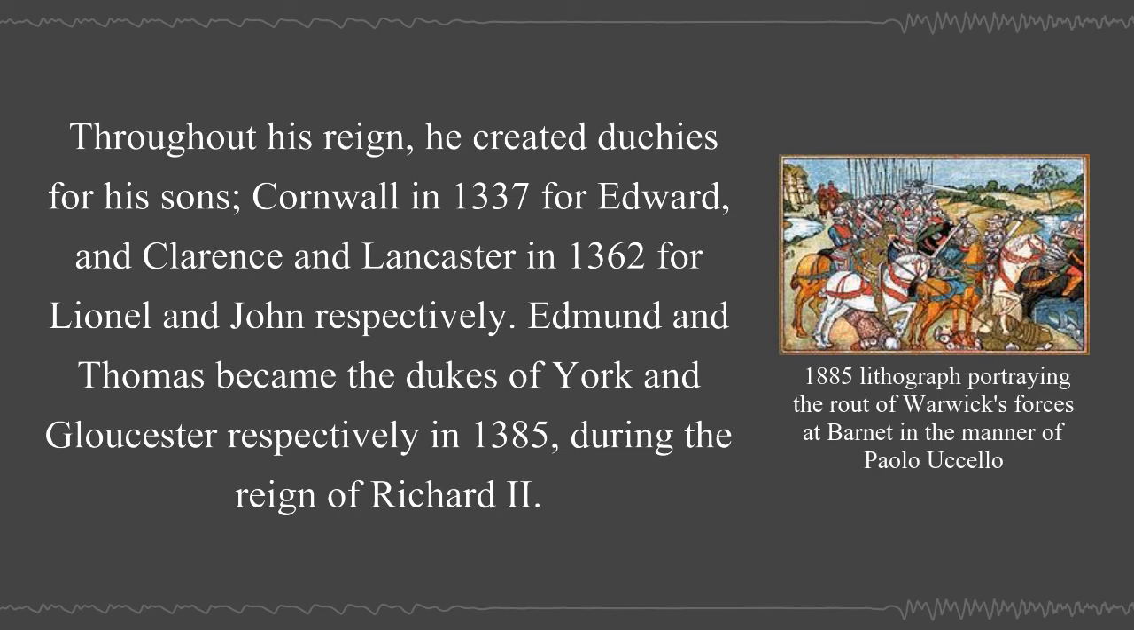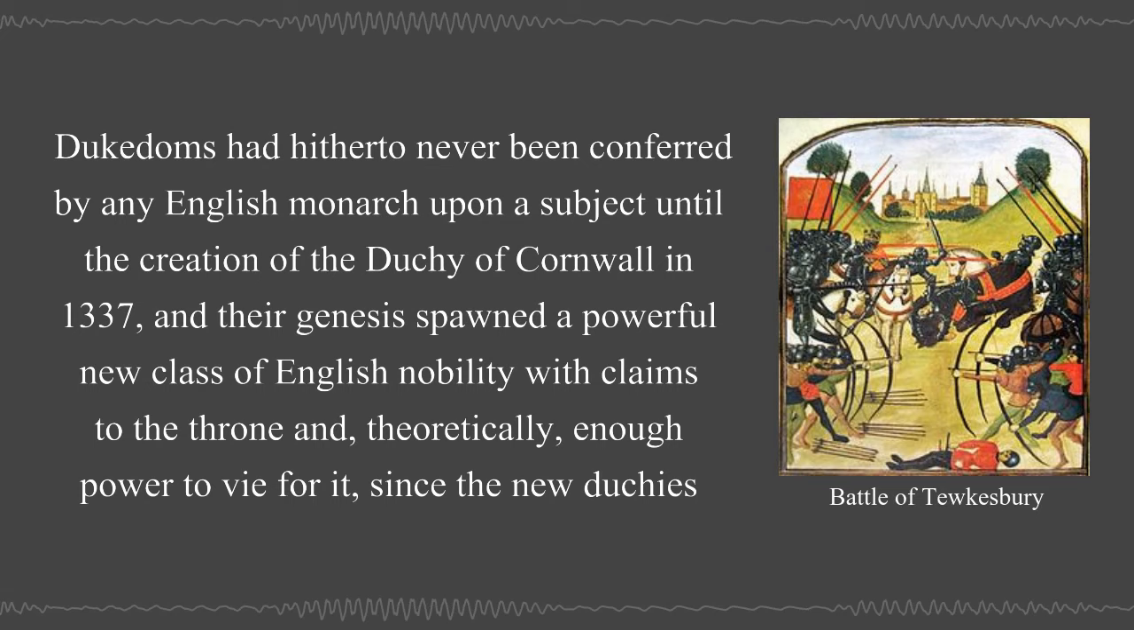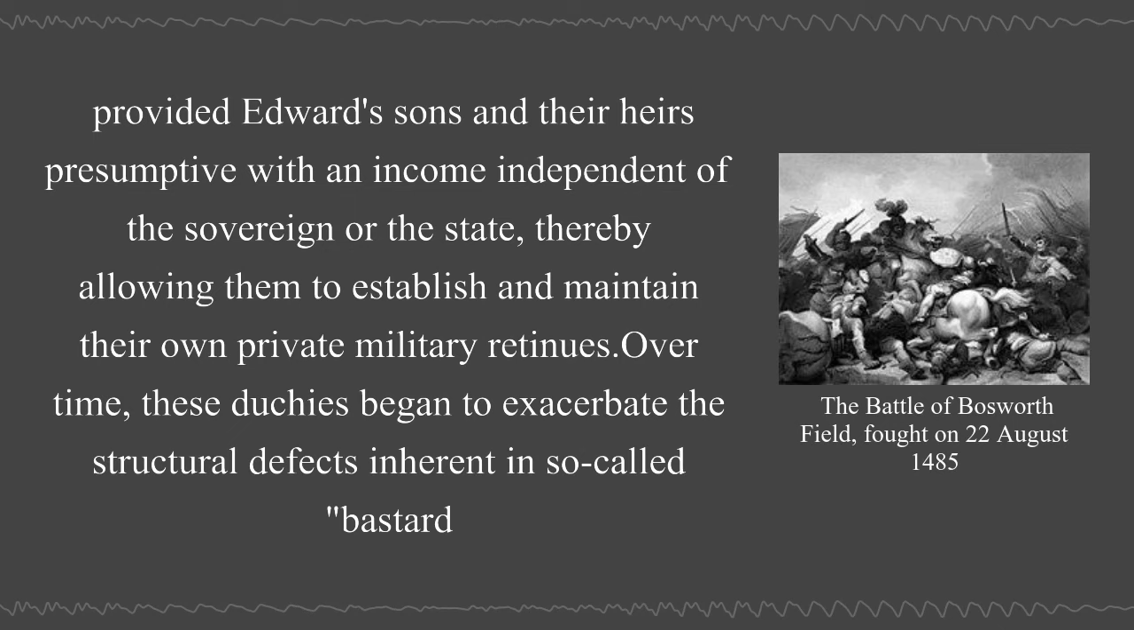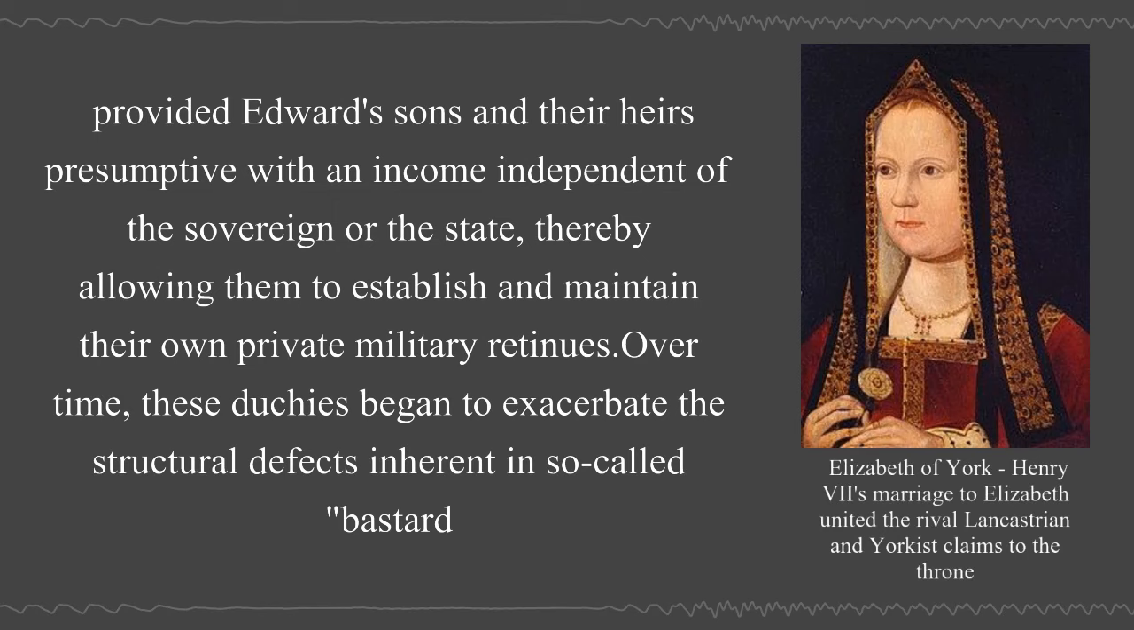Dukedoms had hitherto never been conferred by any English monarch upon a subject until the creation of the Duchy of Cornwall in 1337, and their genesis spawned a powerful new class of English nobility with claims to the throne and, theoretically, enough power to vie for it, since the new duchies provided Edward's sons and their heirs presumptive with an income independent of the sovereign or the state, thereby allowing them to establish and maintain their own private military retinues.